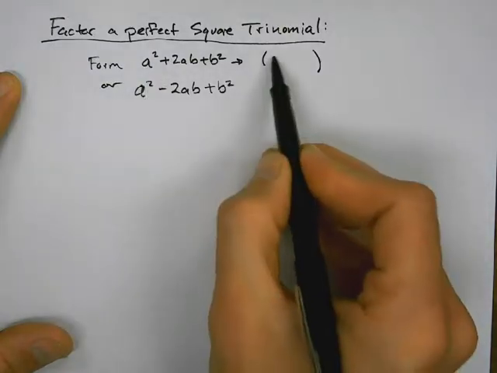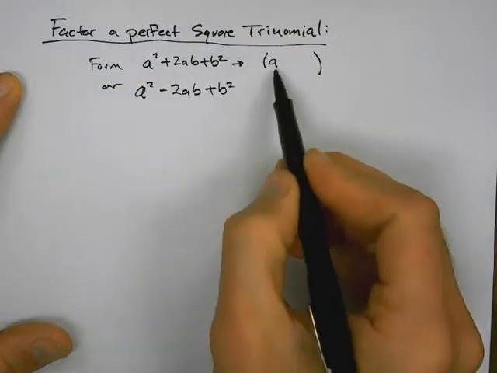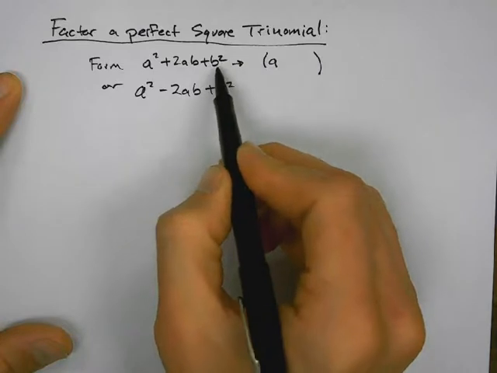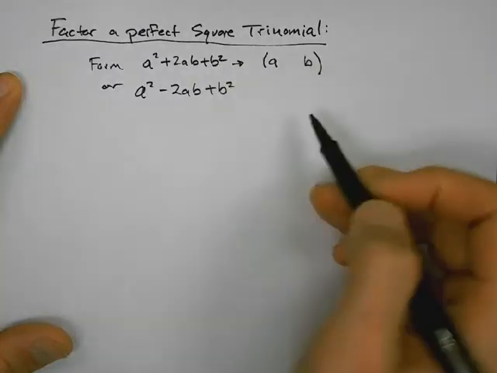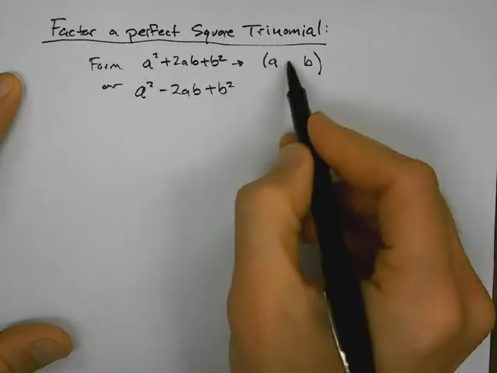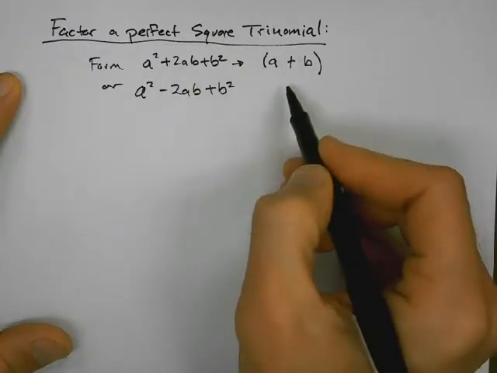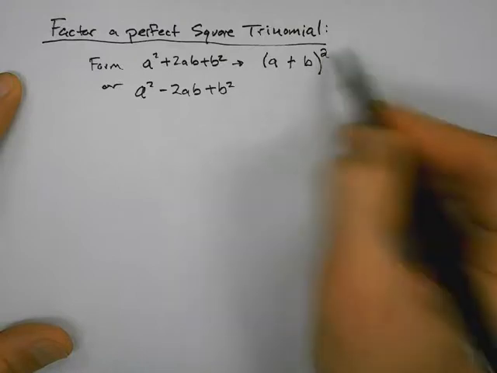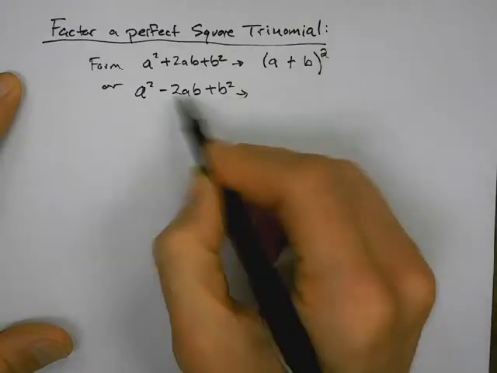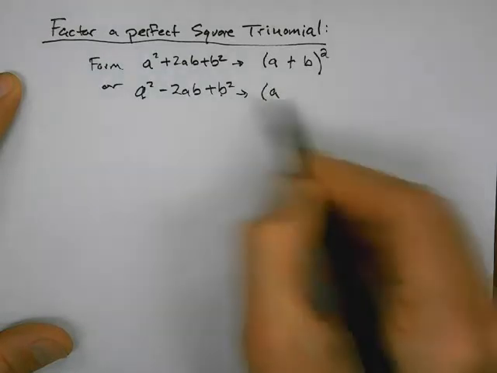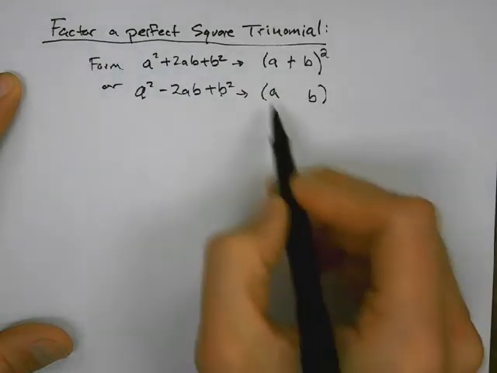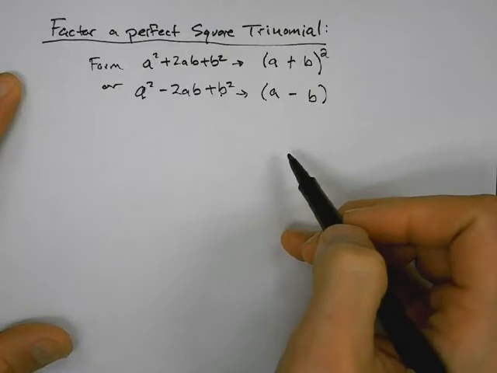Now, the way you factor a perfect square trinomial is by square rooting the first term. The square root of a squared would be a, so that would be the first position in my factored form, and if I square root b squared, I would just get b. If there's a plus in the middle, it's going to be a plus. So it's a plus b, and then it's quantity squared. If it's a minus in the middle, you square root the first, you get a. You square root the last, you get b. But instead of a plus in the middle, it's going to be a minus.